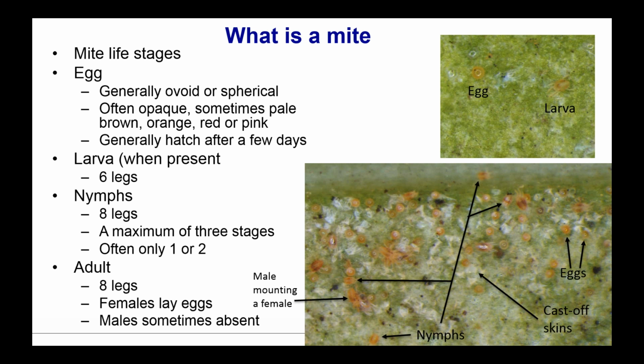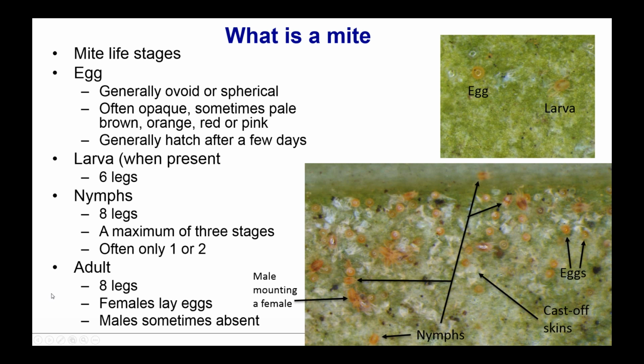So after it goes from egg, it hatches into a larva, then it molts into a nymph. And some species will have more than one nymphal stage, a maximum of 3 nymphal stages, but many mites only have 1 or 2 nymphal stages. Then they'll molt into an adult, and all the larvae, nymphs, and adults look very similar to each other. But as the individual develops, they tend to get larger. Obviously, they gain an extra pair of legs, and they'll have more hairs on their bodies. So the adult has the most hairs on their bodies, and those are used for identification purposes.